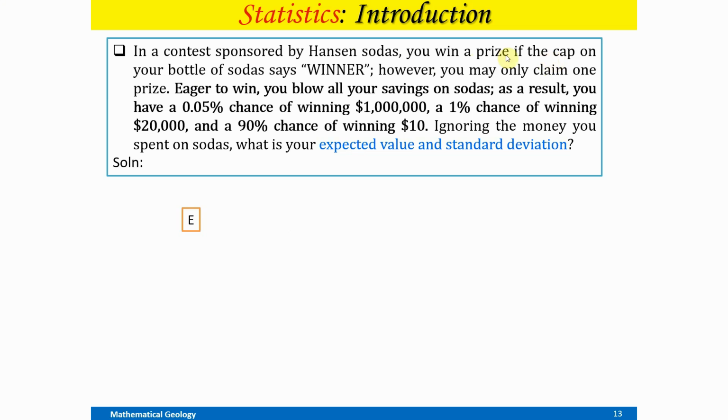if the cap of your bottle of soda says winner. Eager to win, you blow all your savings on sodas, you put all your money at stake, and you have a 0.05% chance of winning the prize money of $1 million, 1% of winning $20,000, and 90% of winning $10. Ignoring the money you spent on sodas, what is your expected value and the standard deviation?